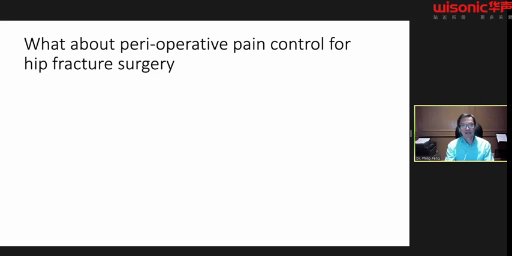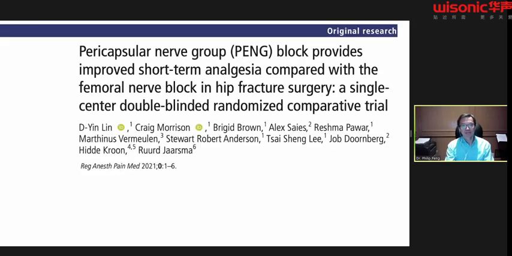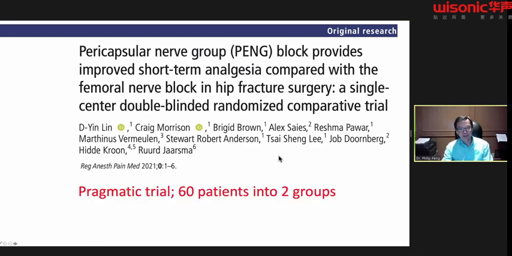What about the surgery itself? So it's not just fracture, because the fracture patients still have surgery. So this is the RCT, a comparative trial published recently. Probably some of you have read this, from an Australian group. They randomized two groups of fracture patients having surgery, and one of them had the Peng block, the other had the femoral nerve block. And this is interesting. This is a pragmatic trial.